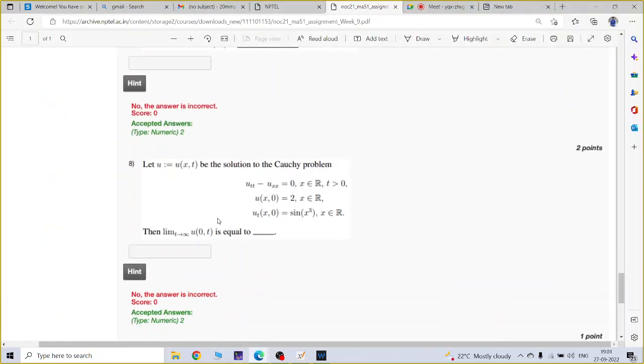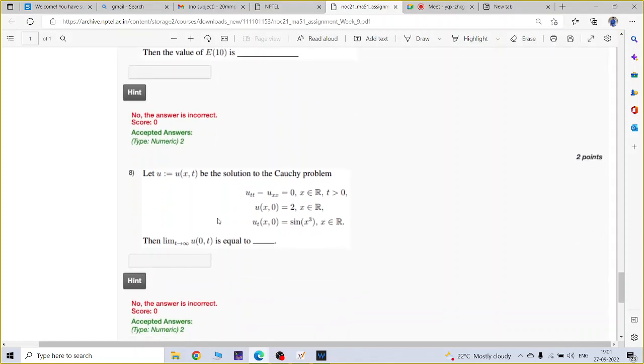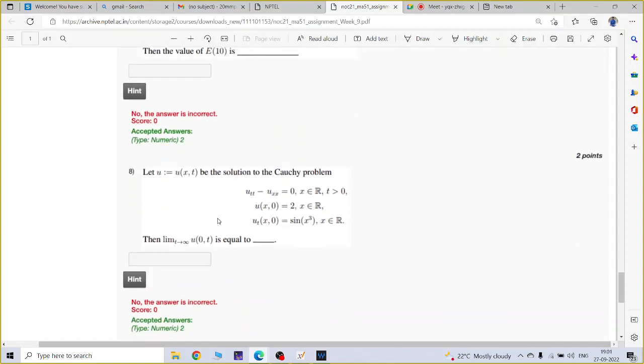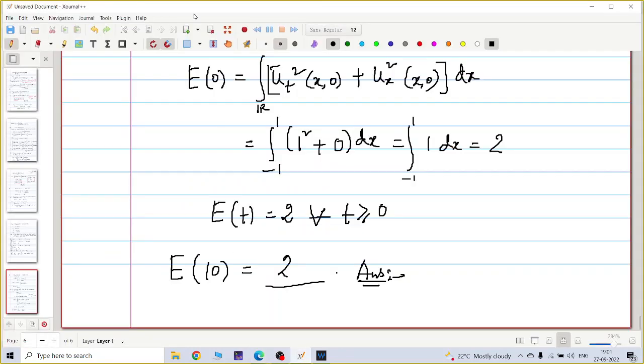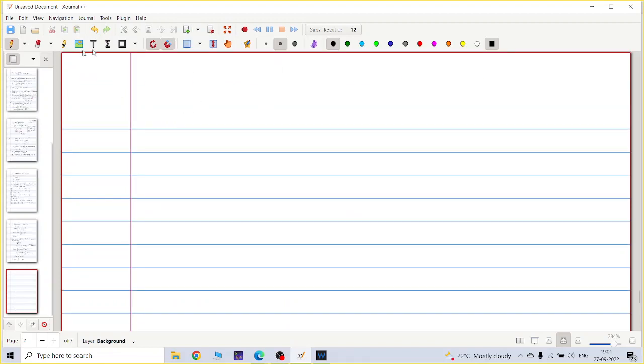Okay, let me do the last problem, question number 8. That shows that u is a solution of this Cauchy problem. It's the same problem: you have to find u at 0, t. I will use D'Alembert's formula for simplicity. So let me write the Cauchy problem. This is very easy. I am writing it on the next page. So write down the equation first.